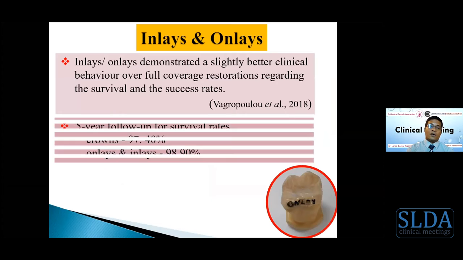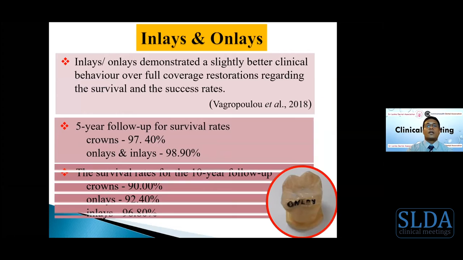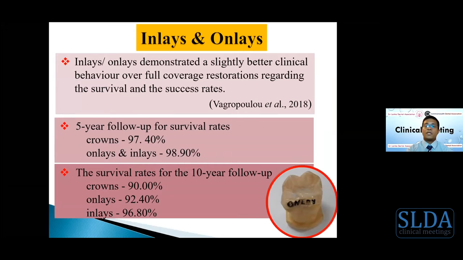Before we move into further details, I would like to discuss some of the research data available in relation to inlays and onlays. A systematic review published recently in the Journal of Oral Rehabilitation has shown onlays have similar or even better survival rates than full crowns. The same study showed that even after 10 years, the survival rate of onlay has remained around 92%, whereas inlay has remained around 97%. Therefore, providing onlays for patients will not make any difference in terms of survival and success rates, while preserving more tooth substance.